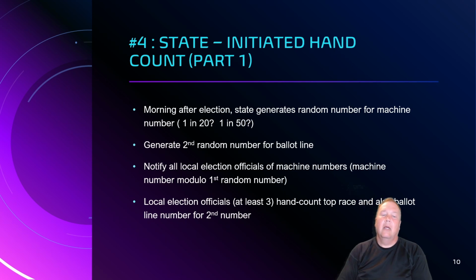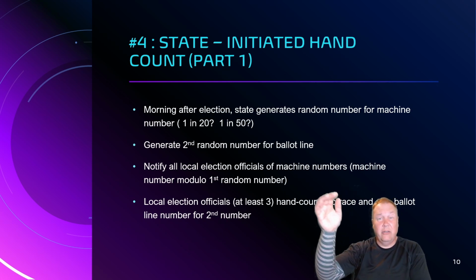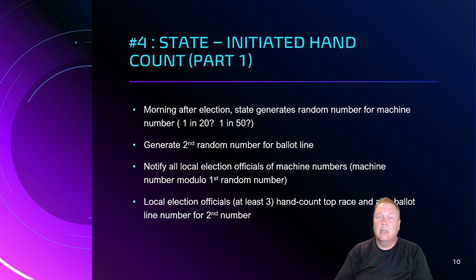Don't need many. Okay, and then you also generate a second random number, and that's the ballot line. Let's do ballot line 45. So the 45th line on the ballot you're going to count because you don't want to count the whole thing. Remember, I said you could have 100 or more boxes here to audit. That takes a long time to audit all of those on every ballot. So you're picking a random one. So here we're not doing 100% again, we're just picking a random one.